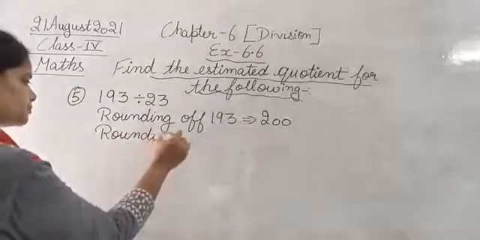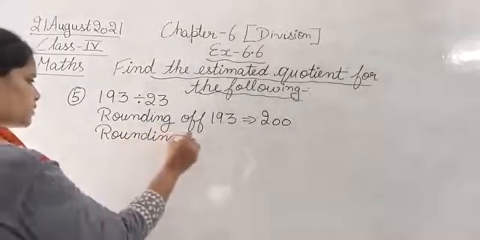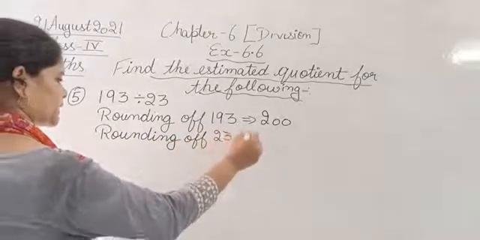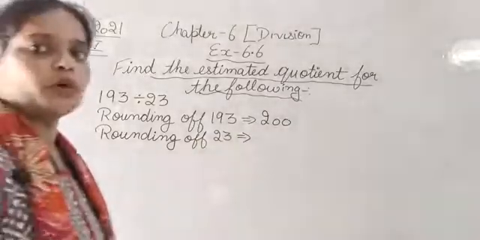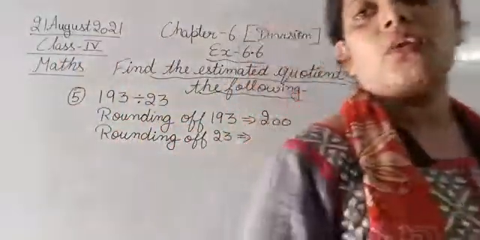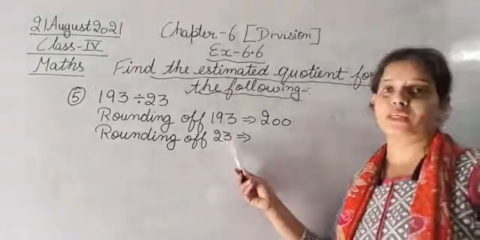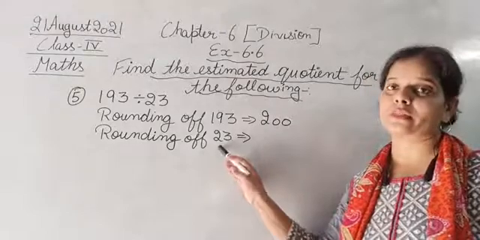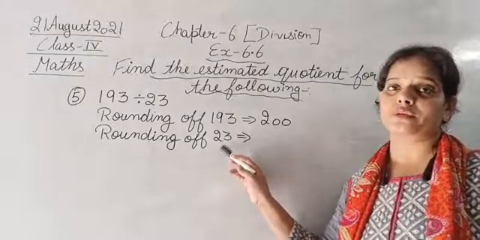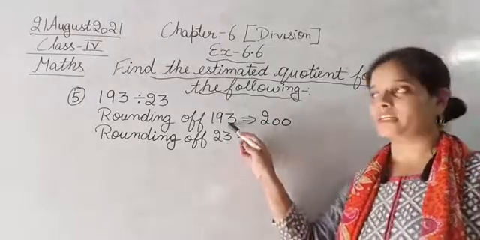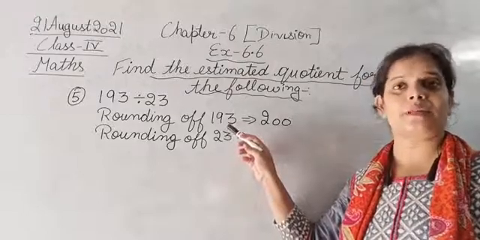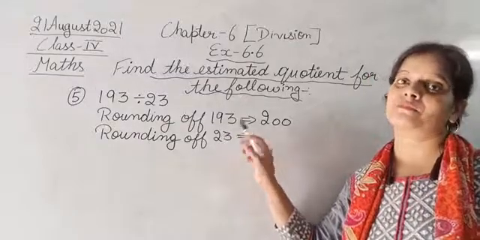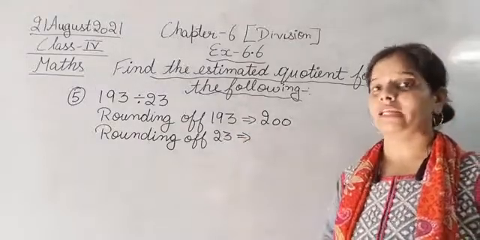Next, rounding off 23. Now in this number the dividend is 2 digits, so the highest place value is tens. So we are going to round this number off to the nearest tens. In the earlier number, which was 3 digits, the highest place value was 100, so we rounded it to the nearest 100. This is a 2-digit number and the highest place value is tens.